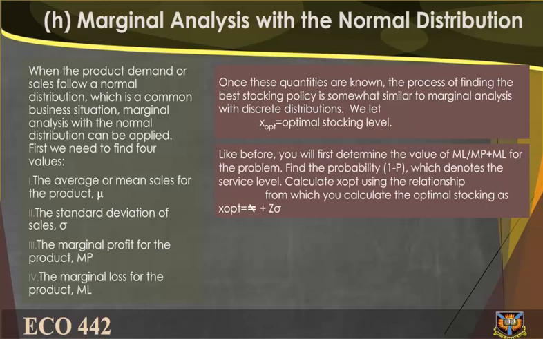Once these quantities are known, the process of finding the best stocking policy is somewhat similar to marginal analysis with discrete distributions. We let XOPT equal the optimal stocking level. Like before, you will first determine the value of ML divided by MP plus ML for the problem. Find the probability 1 minus P, which denotes the service level. Calculate XOPT using the relationship from which you calculate the optimal stocking level.